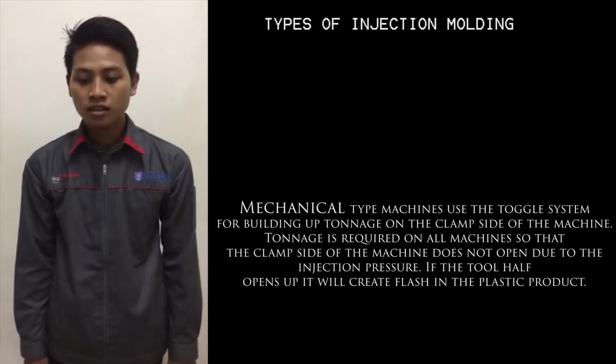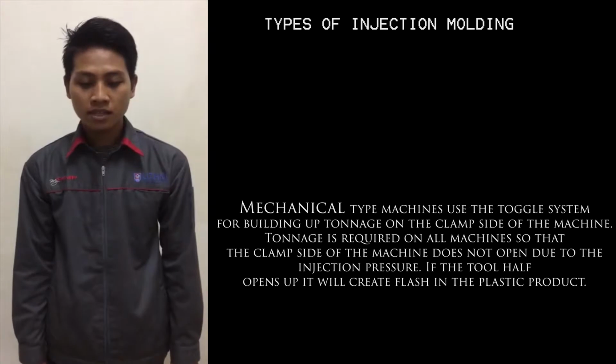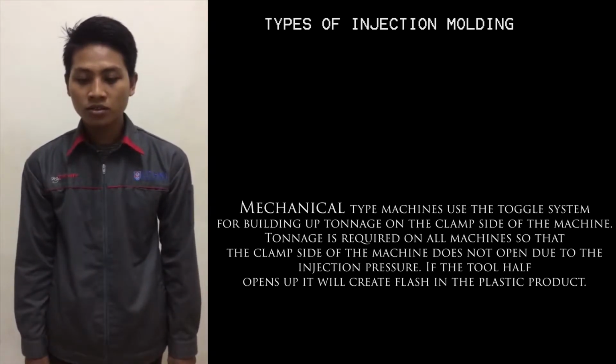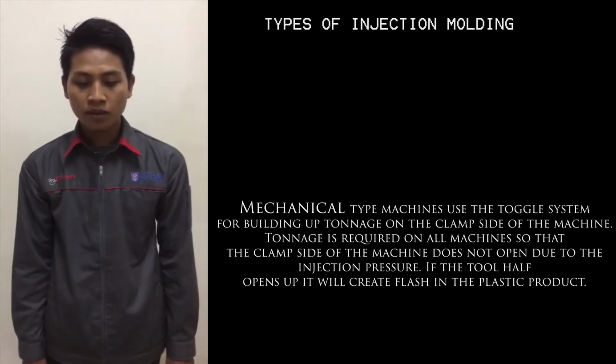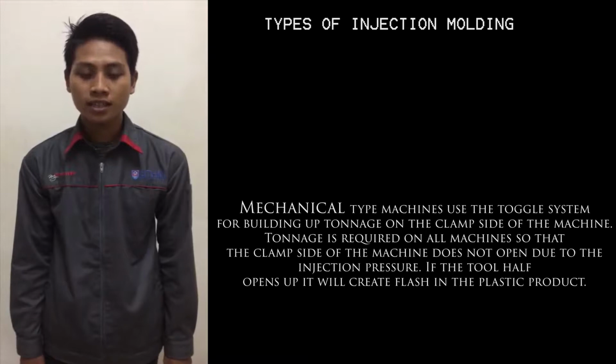Tonnage is required on all machines so that the clamp side of the machine does not open due to the injection pressure. If the tool opens up, it will create flash in the plastic product.